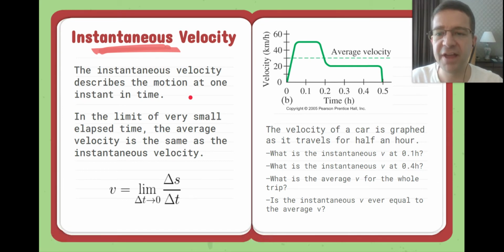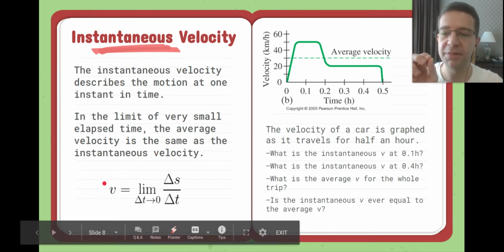In the limit of a very small elapsed time, the average velocity will be the same as the instantaneous velocity. So what this expression indicates is that we could think about our delta t, the time interval, becoming very, very, very short so that it's just happening in an instant. We only cover a very small distance, and so the average velocity over that very, very small interval will be the same as the instantaneous velocity.